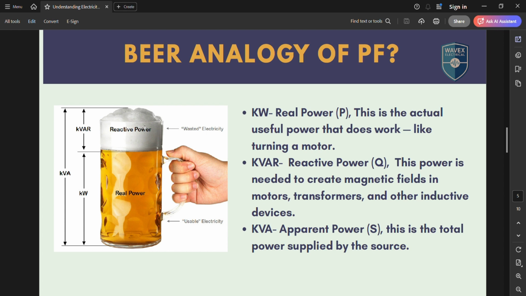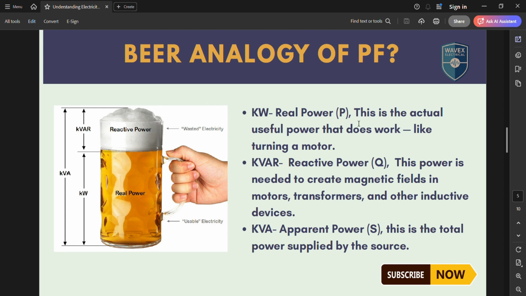Okay, in this glass, the total power is actually what? The apparent power. This is the total power supplied to our project. For example, 1500 kVA or 2000 kVA. If there is a transformer whose rating is 2000 kVA, supplied power is what? 2000 kVA. So that is the total power, kVA. And this is the useful power, kW. This is the actual power.